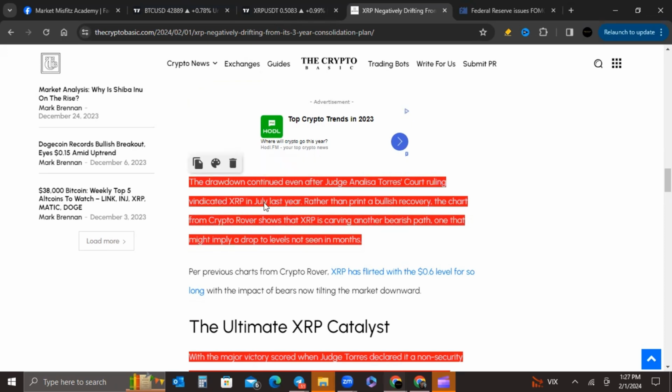So vindicated was, what was made false to be true, basically. Or, vindicated to make just. Rather than print a bullish recovery, the chart from Crypto Rover shows that XRP is carving another bearish path, one that might imply a drop to levels not seen in months or maybe even years.